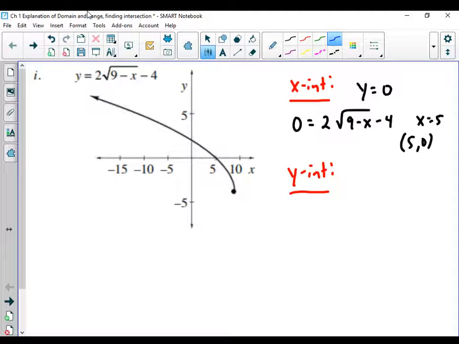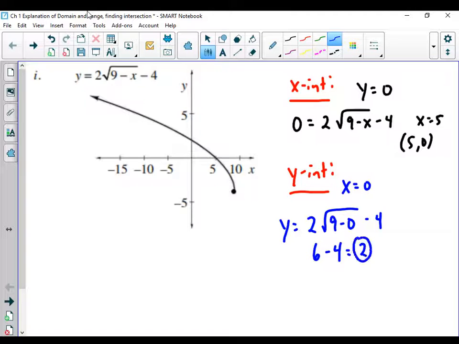The y-intercept. Well, the y-intercept, remember, that's when x is equal to 0. So one option here would have been plug it in, figure out what y is. In this case, we'd end up with 2 times 3, because the square root of 9 would be 3. And so you get a y-intercept where it was 2, or the point (0, 2). Okay, so that's one thing that I wanted you to start remembering, x-intercepts, y-intercepts, how to find those.